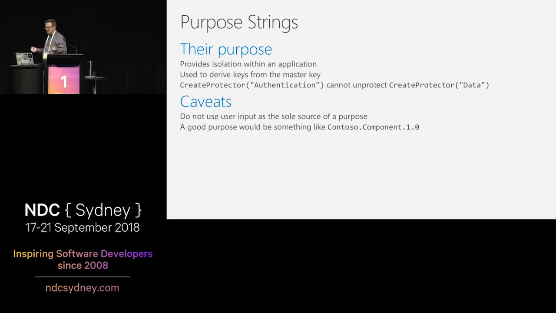There are a couple of caveats here. Don't use user input as the sole source of a purpose, because then a hacker can say, OK, well, I'm going to actually try and create a credit card decryptor when you really wanted an email one, and that's not a good idea. And you probably want to version your purposes, so as you change formats, you can change your protector format.